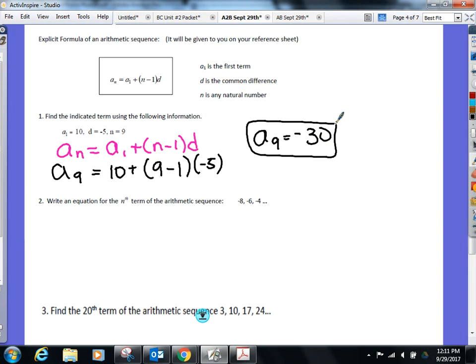Using my new formula. Any questions, comments, concerns yet? You all right back there?